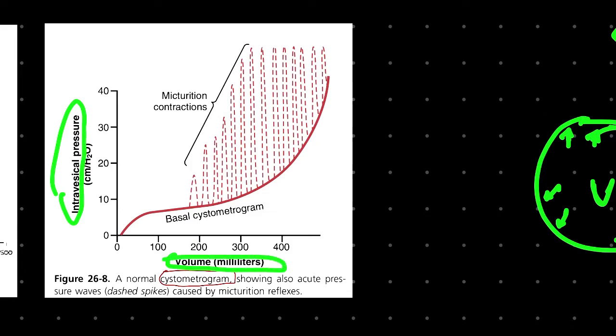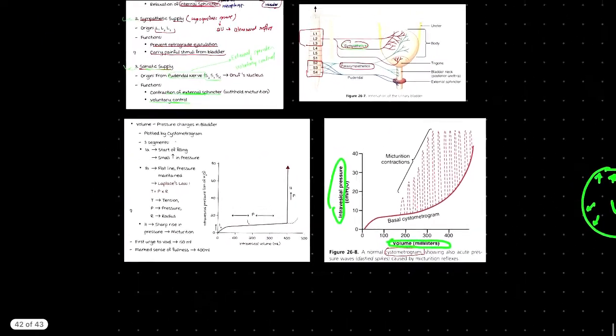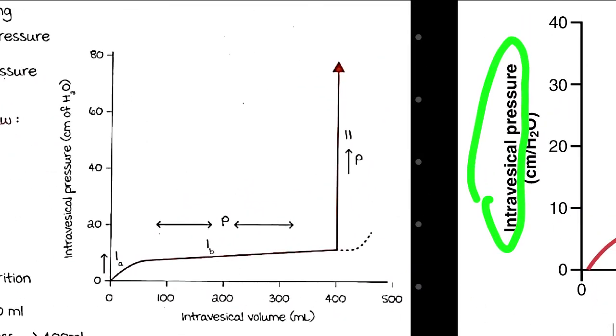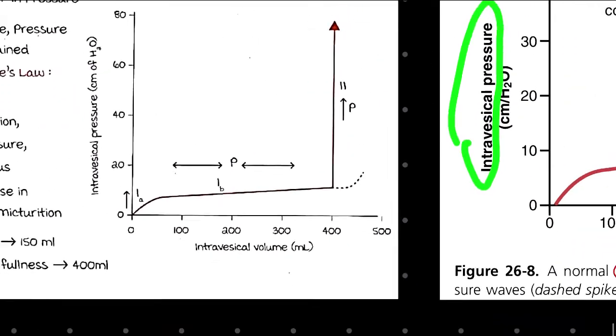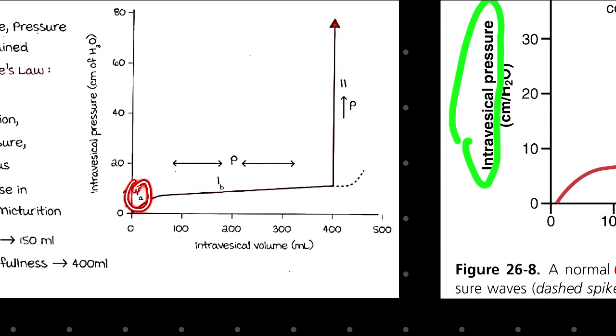As you can see, there are three phases here. Okay, let's see this diagram. Initially there are three phases. The first one is first A, this is first B, and this is second. And after this second phase, there will be the initiation of the micturition reflex, right? The micturition reflex will initiate after this second phase. So this is the order.